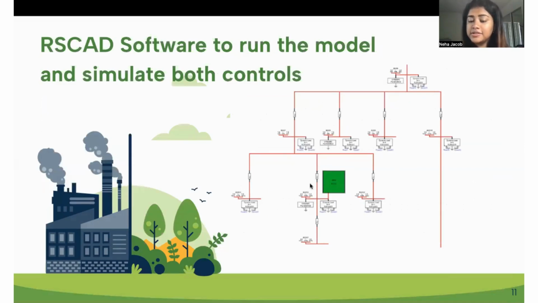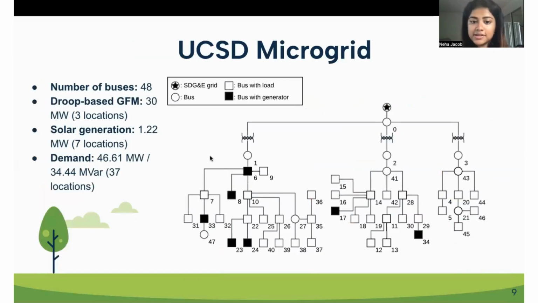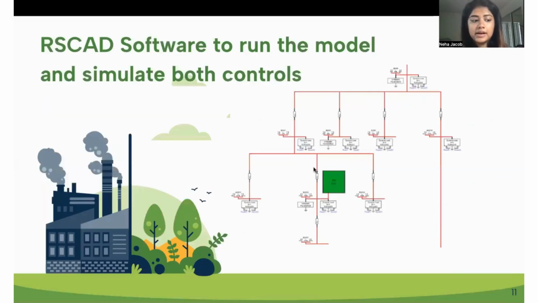So this is a section of our UCSD microgrid. It's branch 3, as you can see. And within this green box, which denotes a grid forming inverter, we have a Droop-based control system.